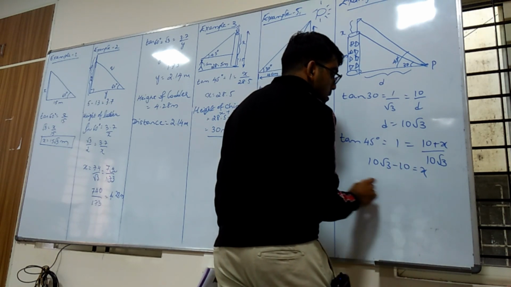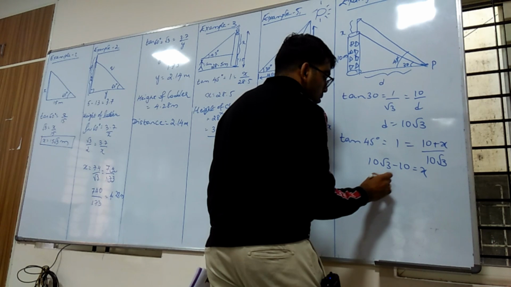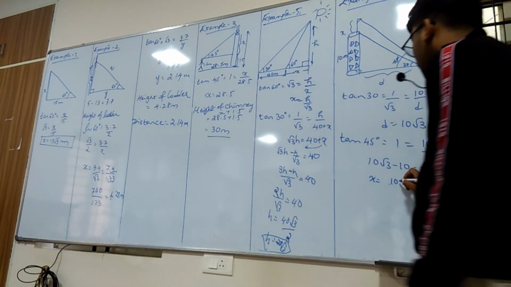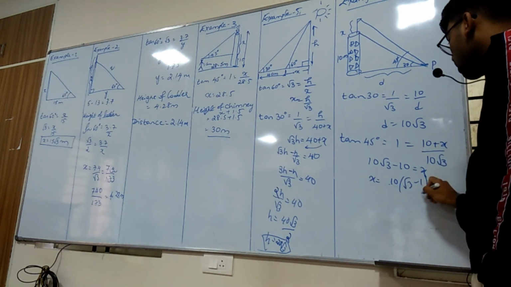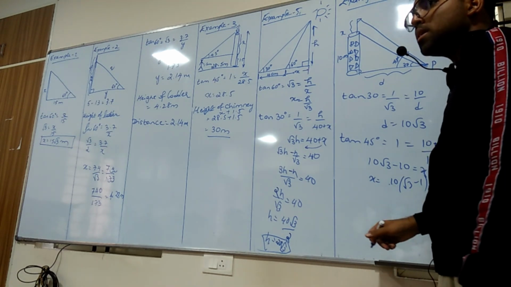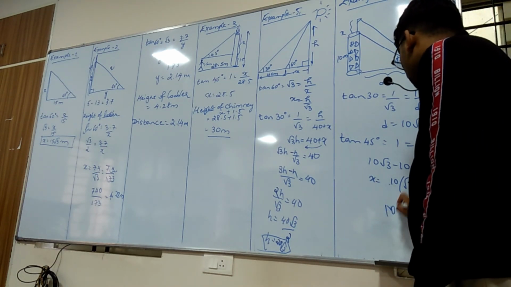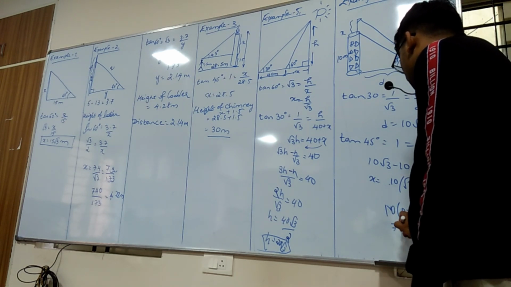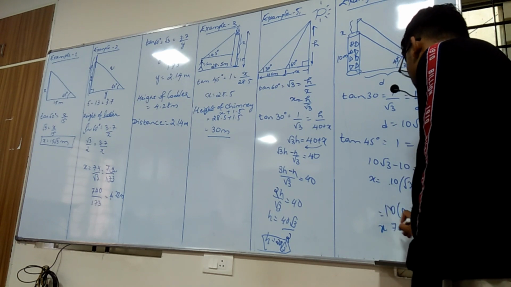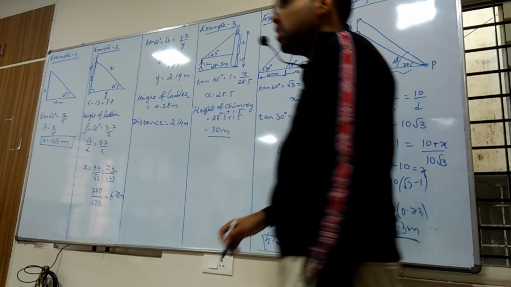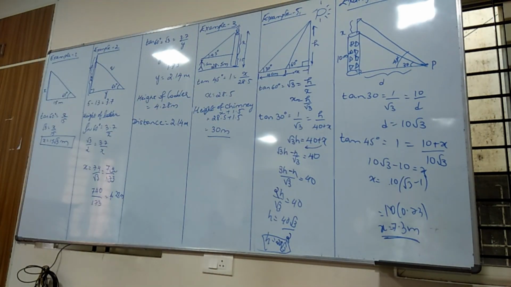is equal to x. So x is equal to 10 common, taking 10 common on the left side, root 3 minus 1. What is root 3? 1.73. Minus 1 is 0.73. So 10 into 0.73 is equal to 7.3. Correct? 7.3, you know. Clear? Doubts? Okay.